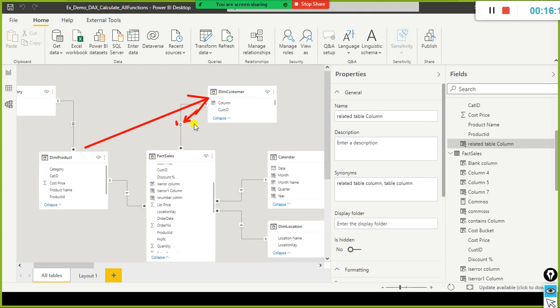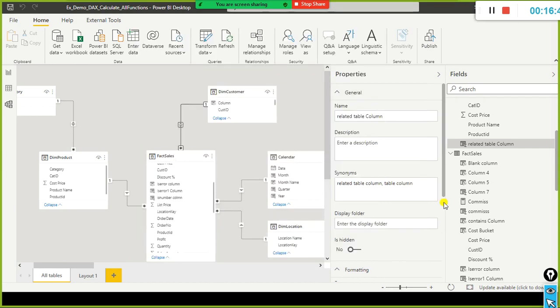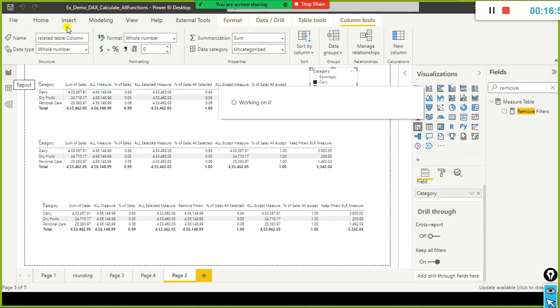So this is the manual way of doing it, and it is not the recommended way. Look here, one way of doing it is you just double click on this. You can see the cross filter direction is both in this case. This is not the recommended approach. Don't do something like many to one, cross filter both. So instead of doing this, we create a measure. I'm going to another page.